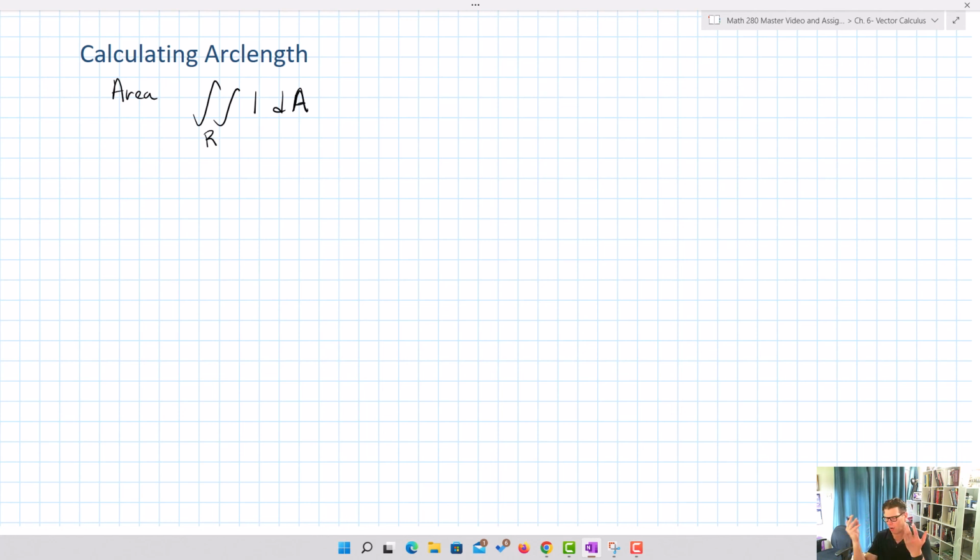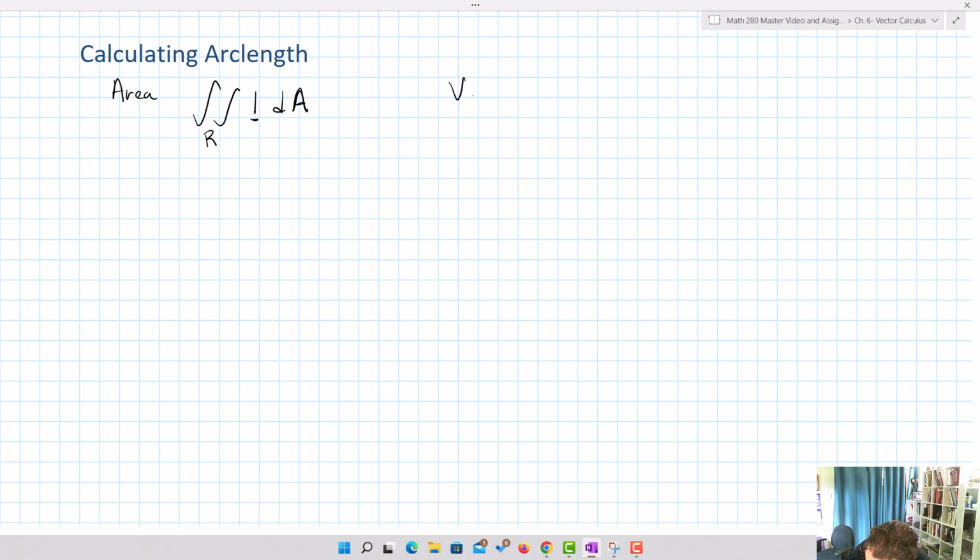Like if we did polar, dA would be r dr d theta. If it was in rectangular, it was like dy dx or dx dy. But still, that's the idea. It was just 1, and that represented the fact that we didn't have any kind of function that we were evaluating over whatever area we were looking at. So it was 1 dA.